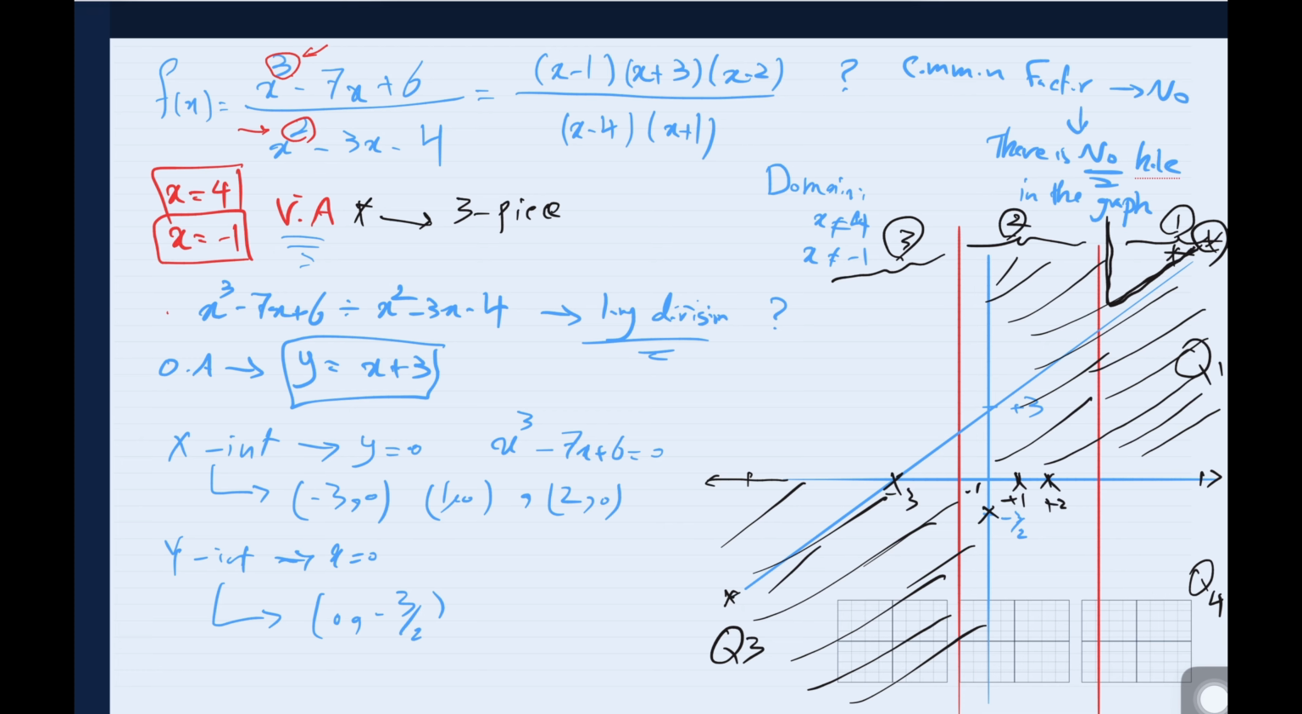So I start from this point, for example, and one of the x-intercepts is x equals -3. So I have to pass through this point. And once I'm approaching the vertical asymptote, it's not touching it and then goes up. So the third piece is something like this.